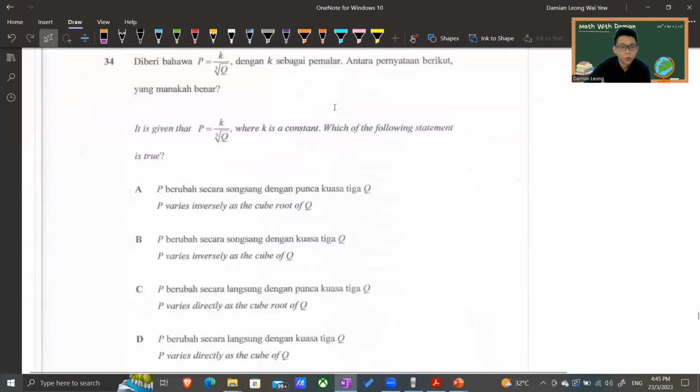Then question 34. Given P equals K over cube root of Q, K is a constant. Which of the statements is true? So P varies inversely as cube root of Q. That's correct. Below means varies inversely. So this is already an answer. The rest is wrong. If it varies directly, it means on top. And it's not cube of Q, it's cube root.